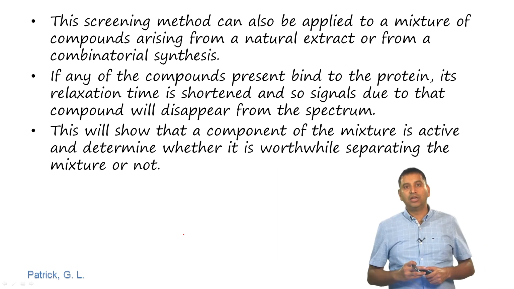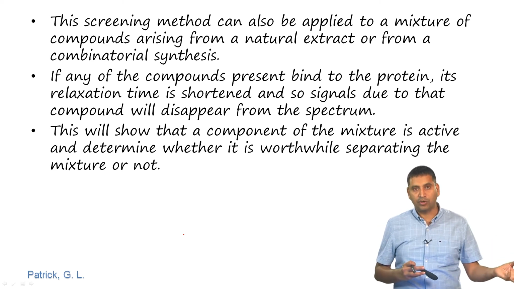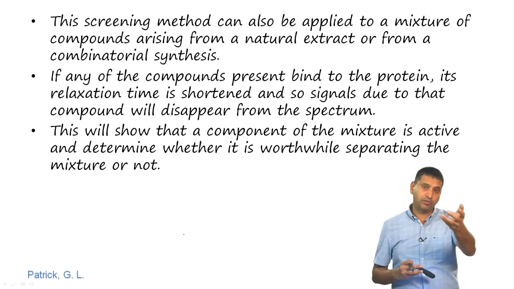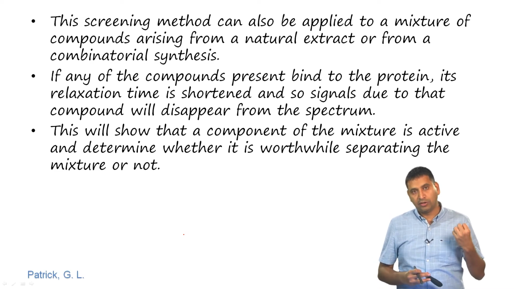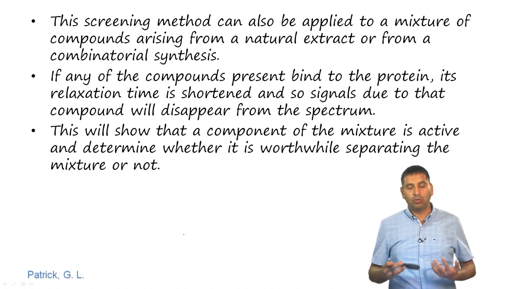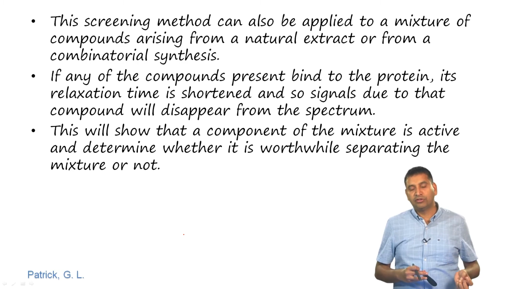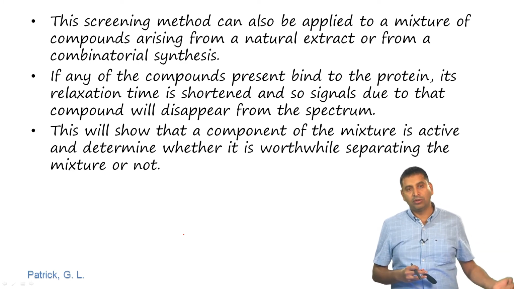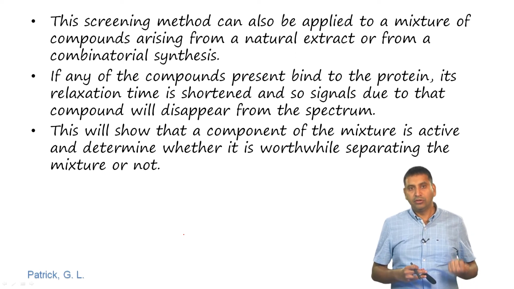So, based on this, you can try and figure out if a molecule is going to bind to a protein or not. So, this screening method can also be applied to a mixture of compounds. Let us say you take a natural product extract or from combinatorial synthesis, which we will be looking at later, but you can take these mixtures of compounds and add your protein of interest and look for whether the NMR spectrum is identical or if there are changes. Now, if there are changes, then one would try and figure out which of the compounds that are present in this mixture is going to bind to the protein. So, the component of the mixture which is active can then be separated out, and then we can start trying to look for molecules which can bind to the protein.